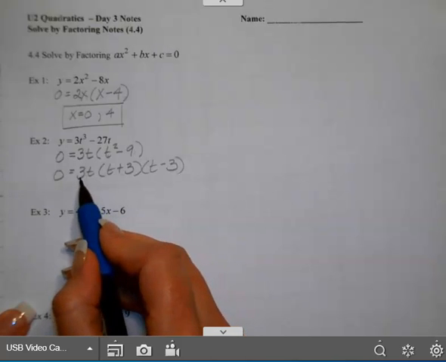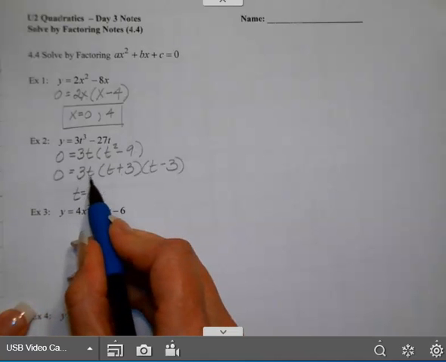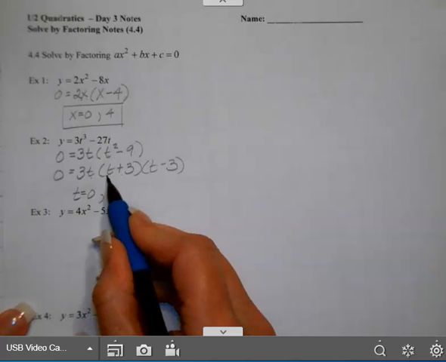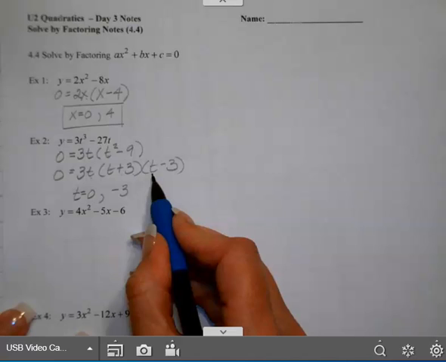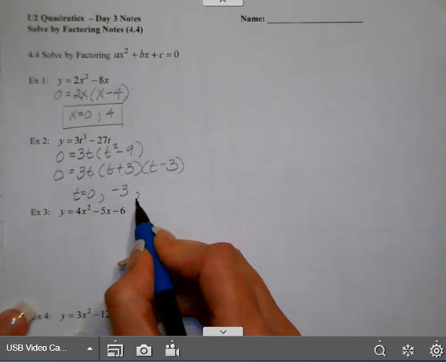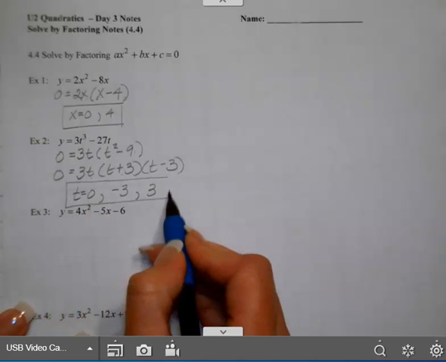I have t equals 0. So if t is 0, 3t is 0. That is 0 if t is negative 3. And my last factor is 0 if t is positive 3. So I have 3 solutions on this one.